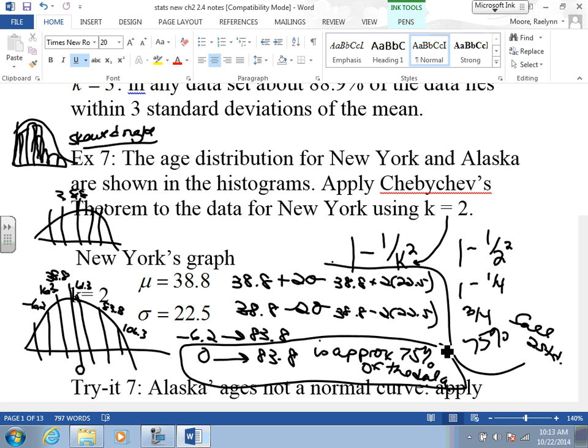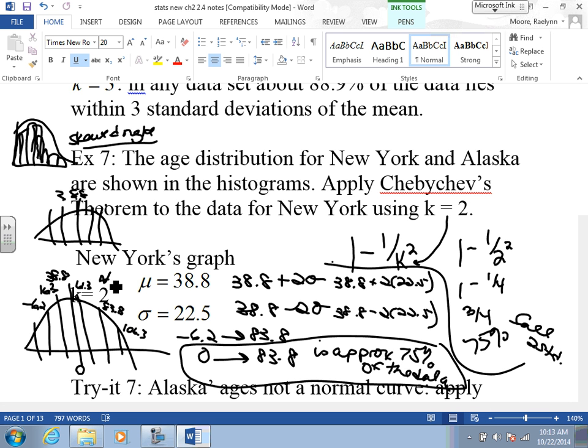Go either at the beginning or at the end. Yes. So, I don't get why it stops at 83.8. Why not 100? Because it's 2 standard deviations above the mean. See this? K equals 2. He wants us to go 2 standard deviations away from the mean.